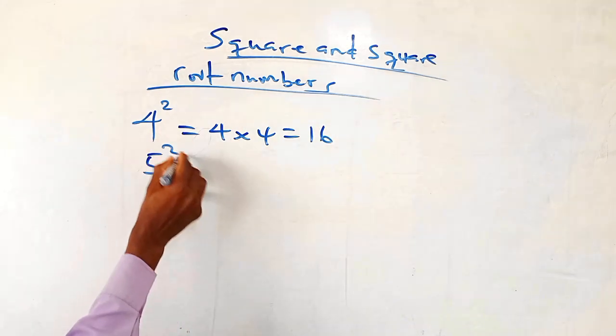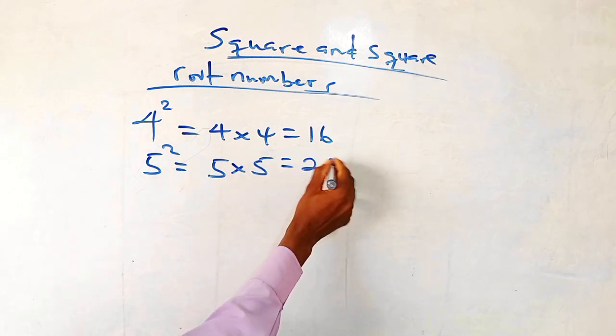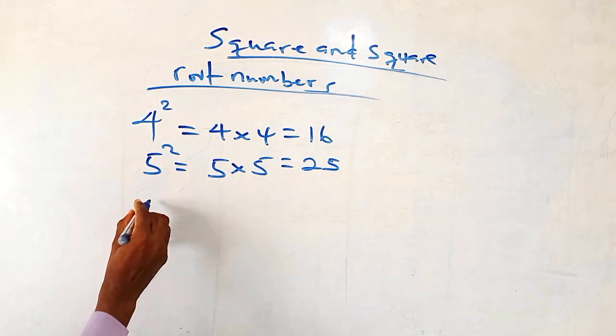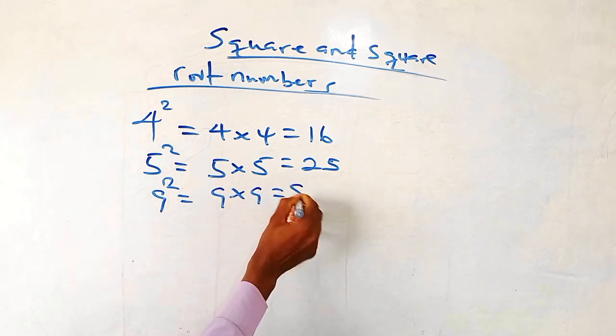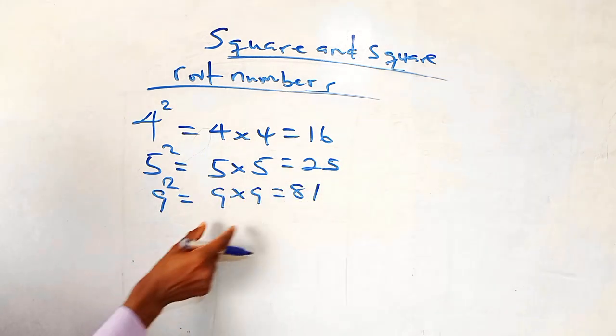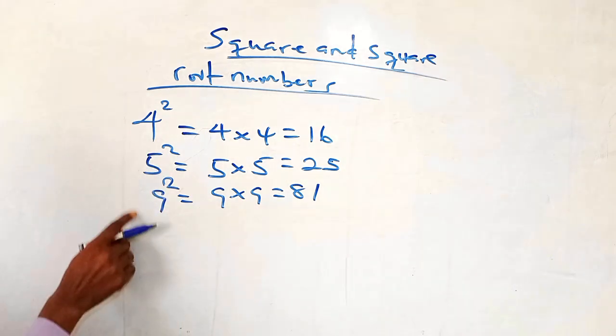For the square of 5, it means multiplying the number by itself. 5 times 5 is 25. So for the square of 9, we say 9 times 9 is 81. This is the result of finding the square of the whole number given to us.